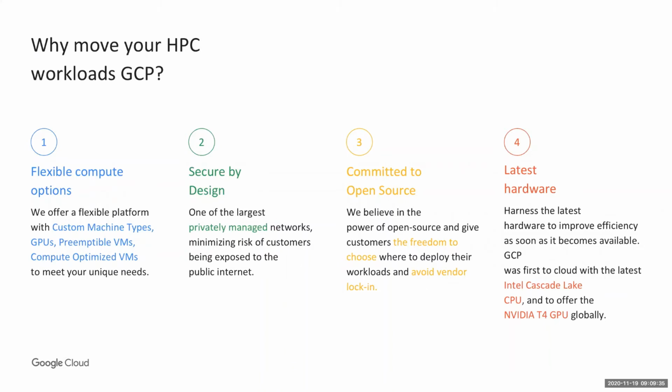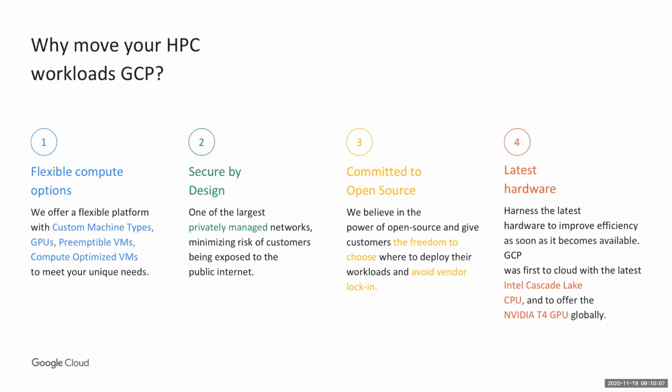Another core component of an HPC environment is the network. And here at Google Cloud, we have one of the largest privately managed networks. Not only does that minimize the risk of customers being exposed to the public internet, but it also affords you the benefits of minimized latency when you're scaling out your workloads across hundreds and thousands of nodes.